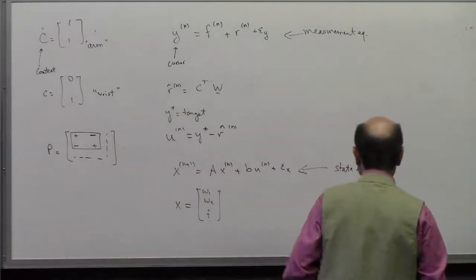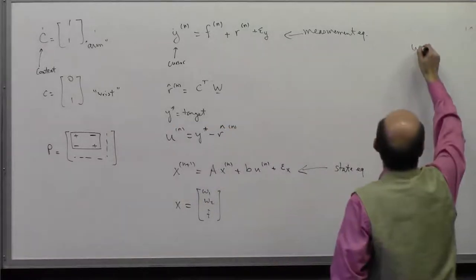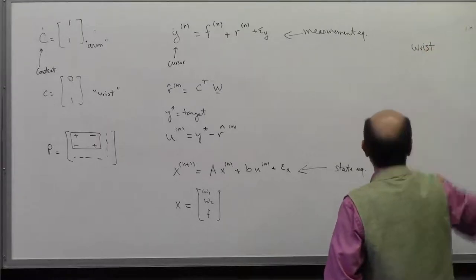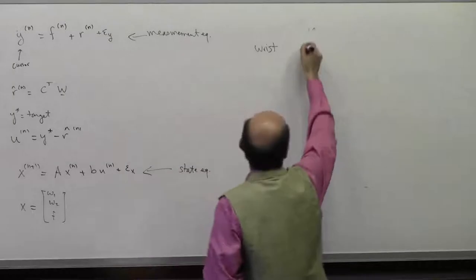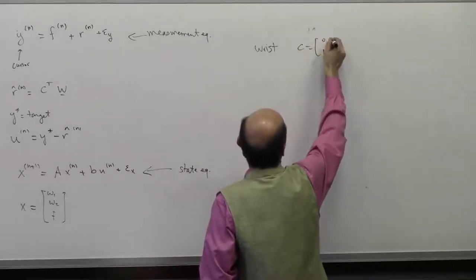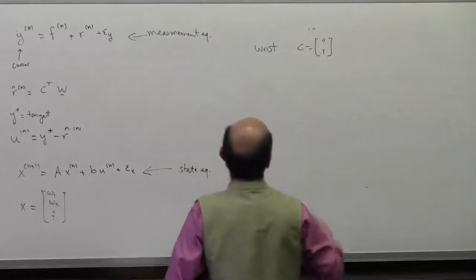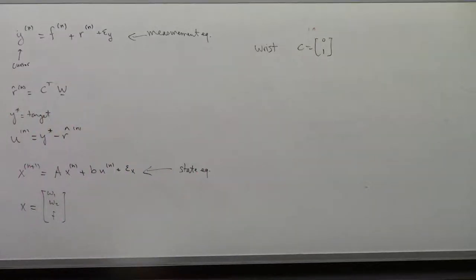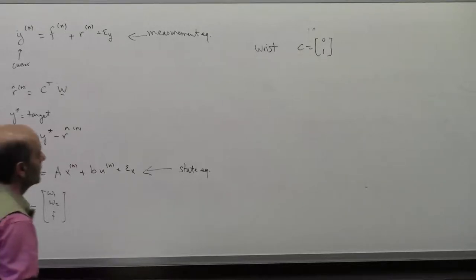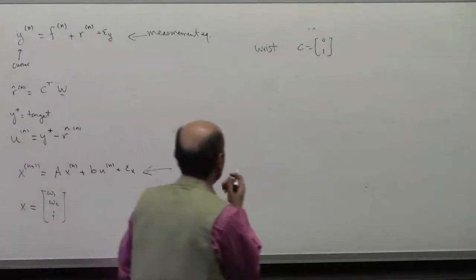So now let's consider a scenario where you do wrist training. You take somebody and you have them just move the wrist to produce the task. So in that case, now C is equal to 0, 1. In these equations, you know what C is. It's equal to 0, 1. So in this case, when C is equal to 0, 1, what's going to happen to the learning process?